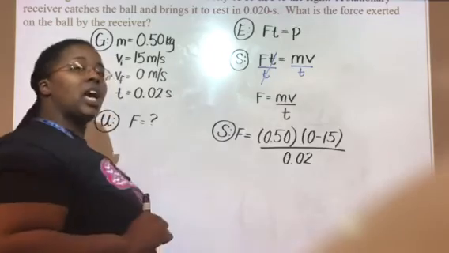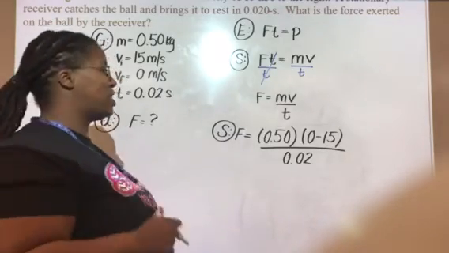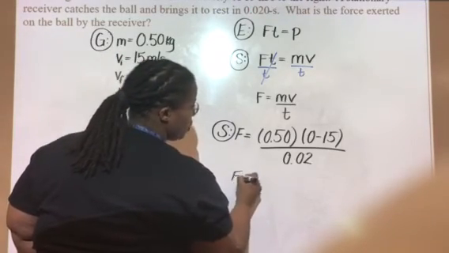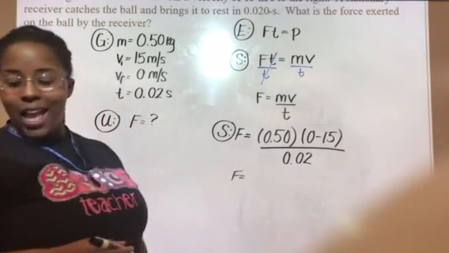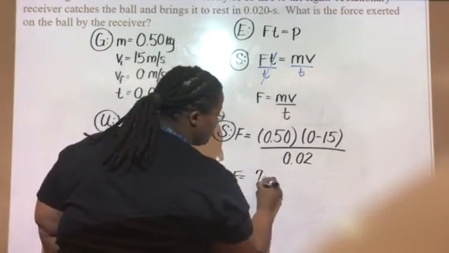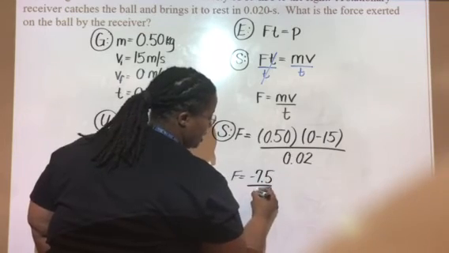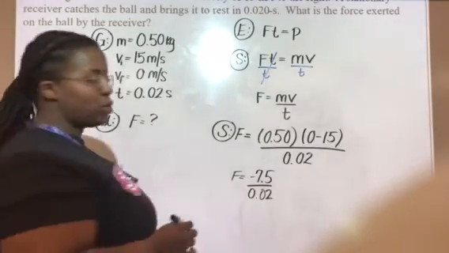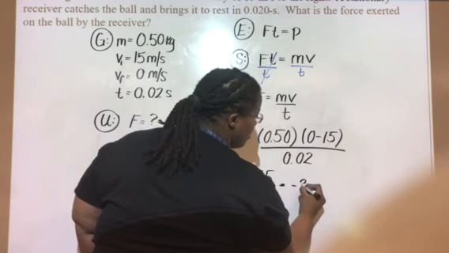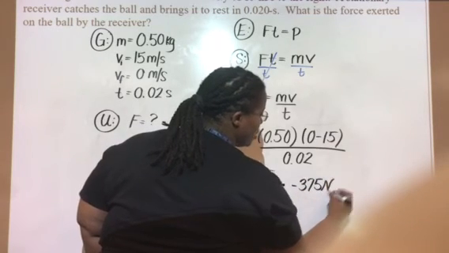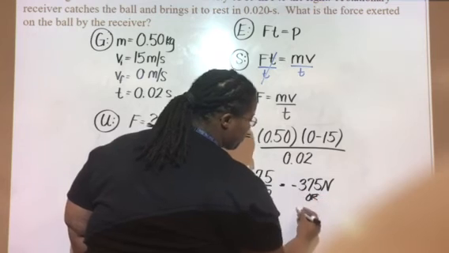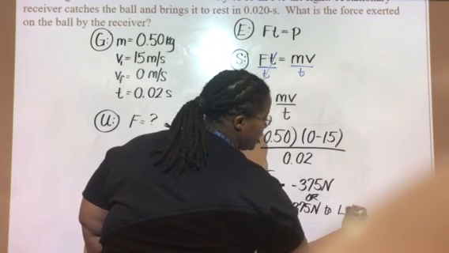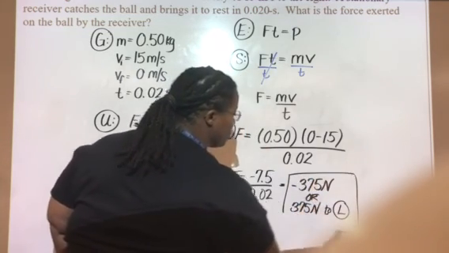This negative sign is simply telling you that you're moving in the opposite direction. Let's multiply and see what we get on top. So if we say 0.5 times 15, our answer will be 7.5 divided by 0.02. 7.5 divided by 0.02 will give me negative 375 newtons, or most would say 375 newtons to the left, because you're going in the opposite direction.